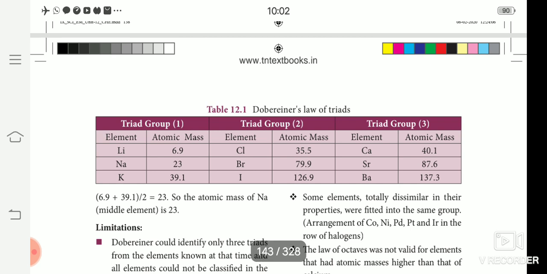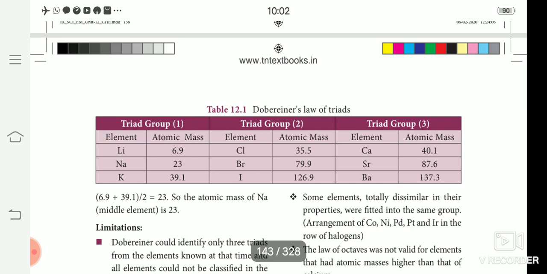the average of the atomic masses of the other two elements. Calculate: lithium atomic mass 6.9 plus potassium atomic mass 39.1, divided by 2. The total 46.0 divided by 2, the answer is 23, which is the middle element. So the average of the atomic masses equals the atomic mass of sodium, 23.